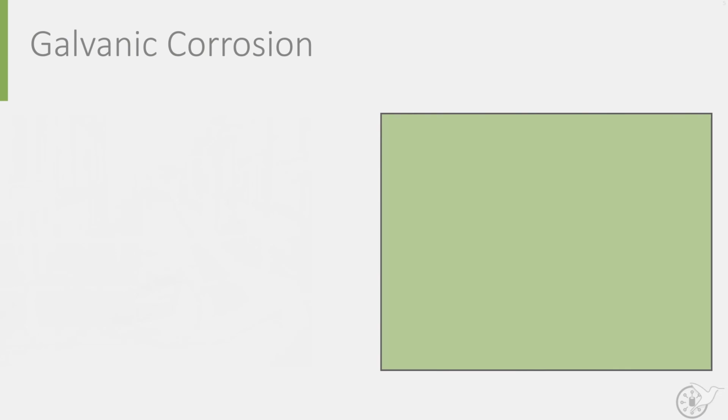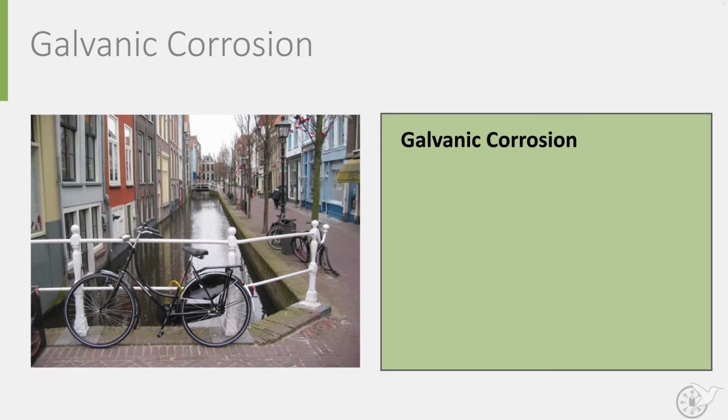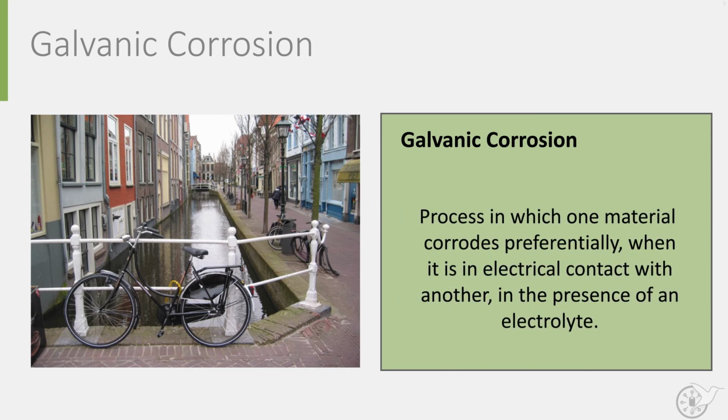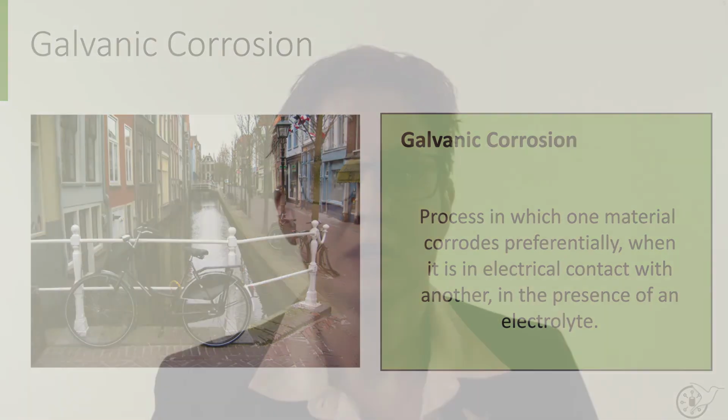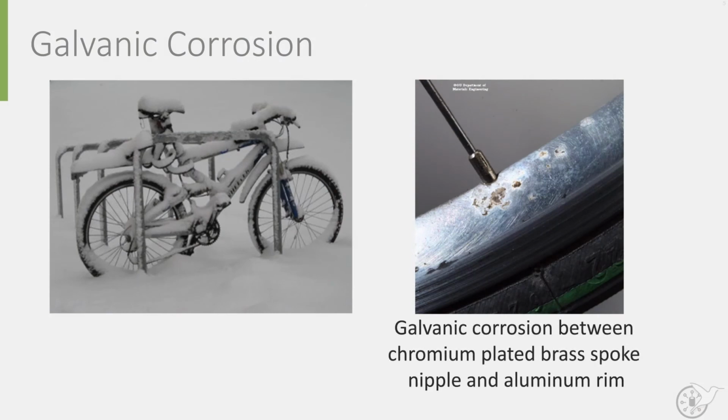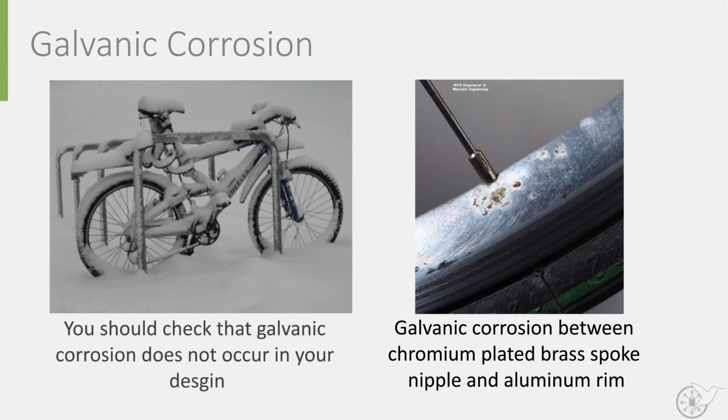Before I go, there's one more type of corrosion I'd like to highlight: galvanic corrosion, using a typical Dutch mode of transport, the bicycle. In winters, bikes are exposed to mud, water and road salt. Because the bike wheel is made of different materials, one material corrodes due to its contact with another material or metal, similarly to how batteries work. In our case, the brass spoke nipple reacts with the aluminum rim. This galvanic corrosion is something you should check that it cannot occur in your design.